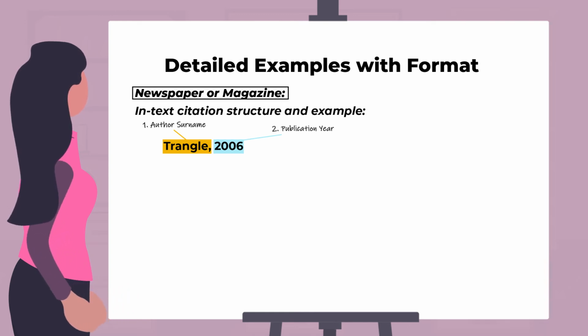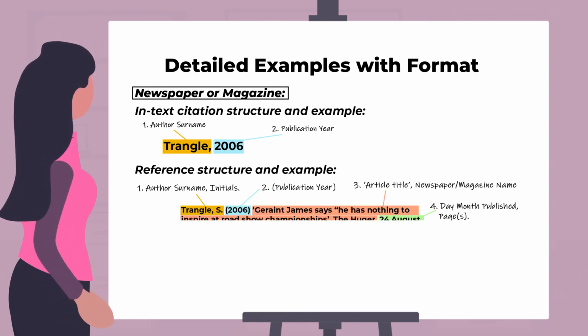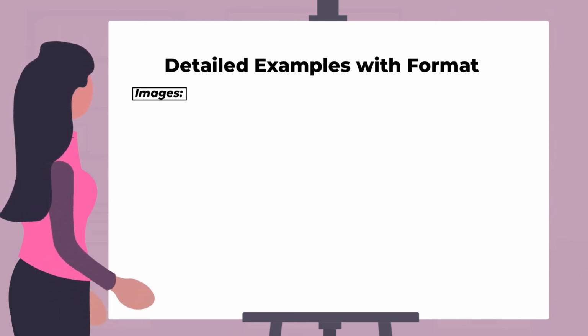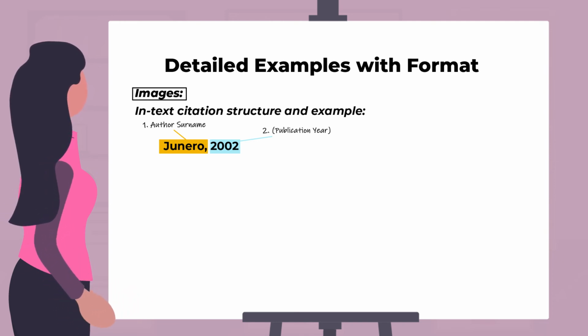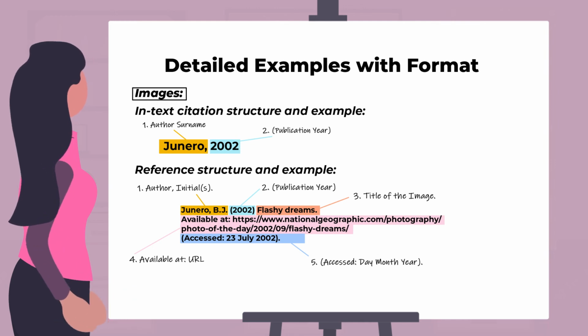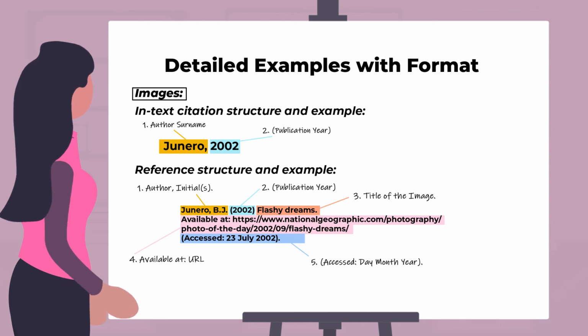For online articles, you should always try to include the URL and date of access of your source in the list. In-text citation structure and example of images. If the image is on the internet, then the place of publication and the publisher name are replaced by the image URL and access date.